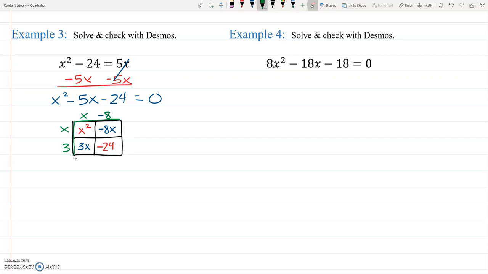All right, so let me write these down. I've got x and positive 3, and you could have written these in either order. And I've got x and negative 8 equals 0. I'm in factored form, yay! Once I'm in factored form, I just set each factor equal to 0. x plus 3 equals 0. x minus 8 equals 0.